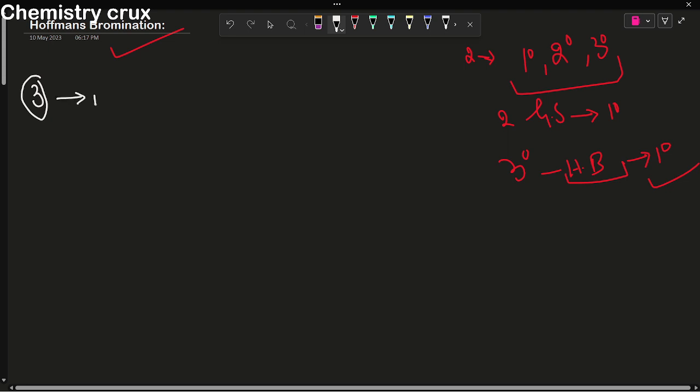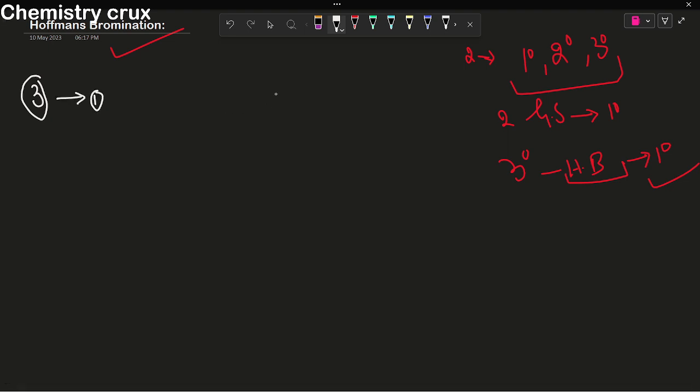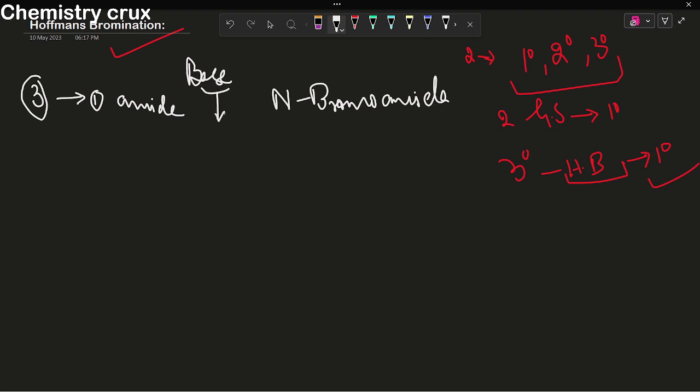The first step is formation of N-bromoamide from amide by the action of base, and in this reaction we take the base as NaOH. Br2 is also present. So by the action of these two, what we get is this product. It's the first step of the reaction.